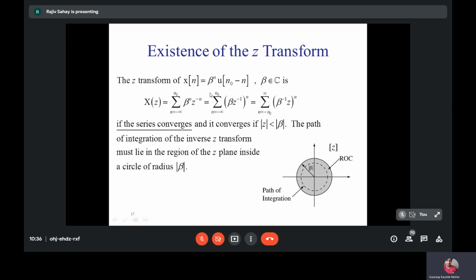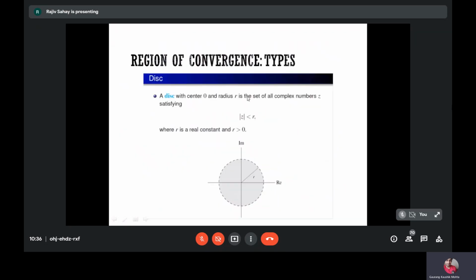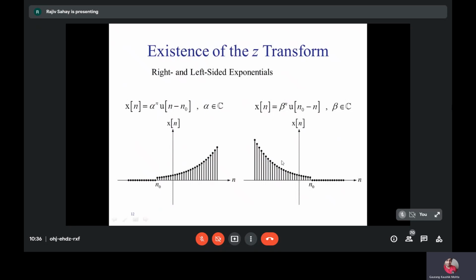The next exponential, whatever I had shown you, beta to the power n u of n naught minus n, or minus n plus n naught. So this is this kind of a signal. It's a complex exponential rising on the left hand side, starting from n naught.